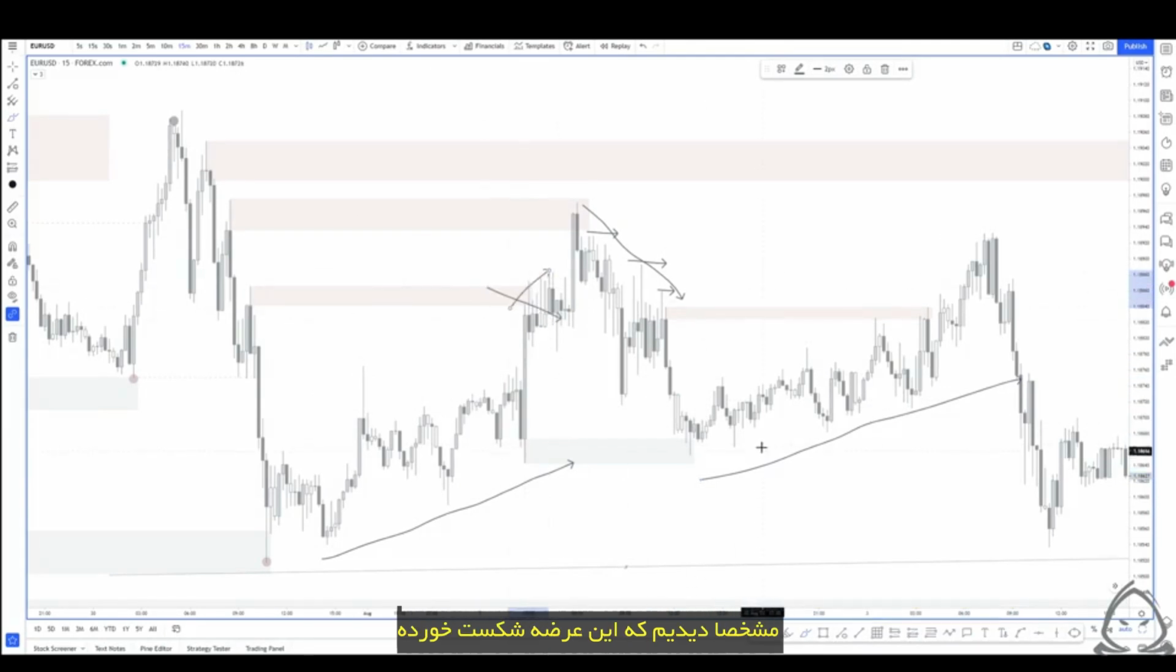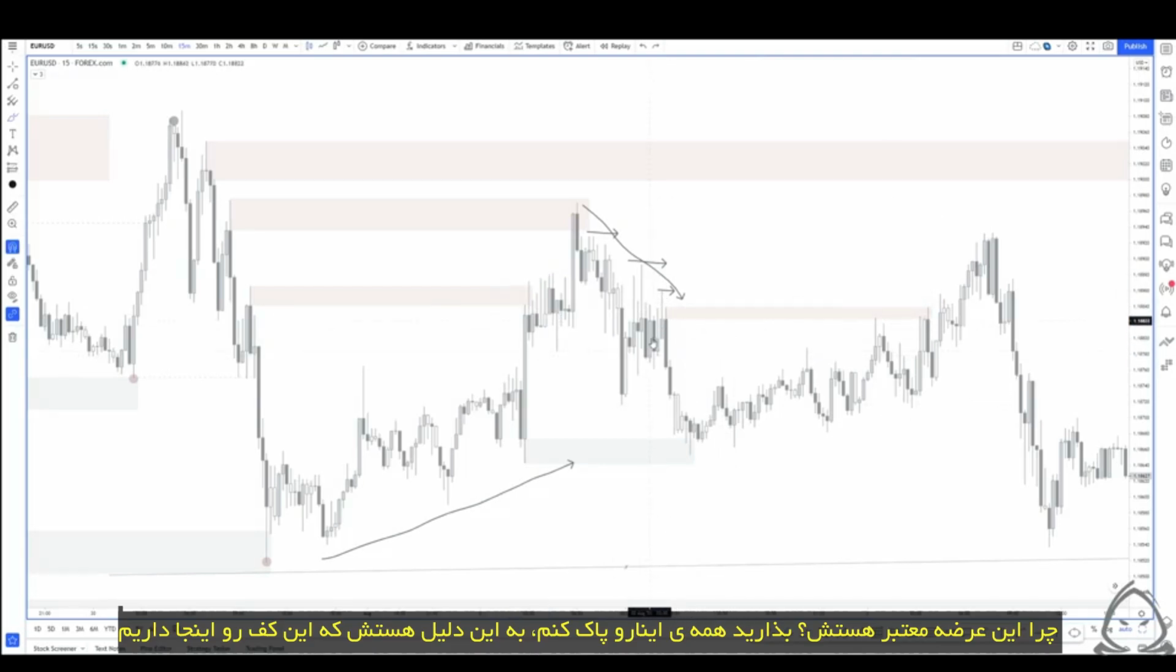We've obviously seen this supply zone fail. We've seen this supply zone fail. Why is this supply zone valid? Let me just clear off all these. It's because if we look, we have this low right here.